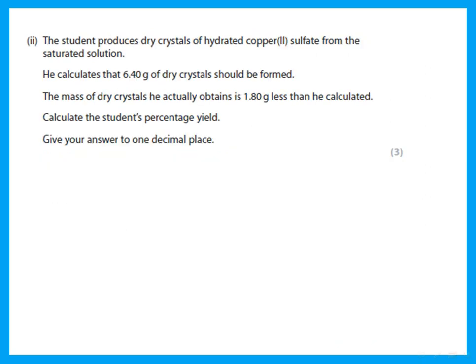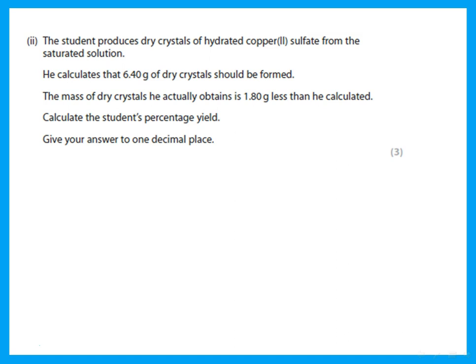The student produces dry crystals of hydrated copper sulfate from the saturated solution. Of course, if I leave the saturated solution to cool, it will form crystals. He calculates that 6.4 grams of crystals should be formed. Now, the mass of crystals he actually obtains is what? 1.8 grams less than he calculated.